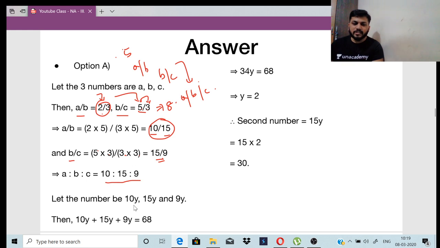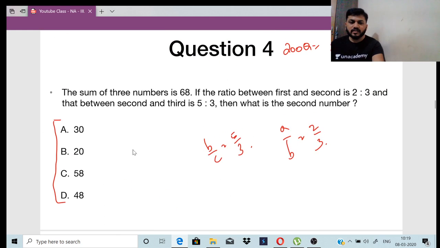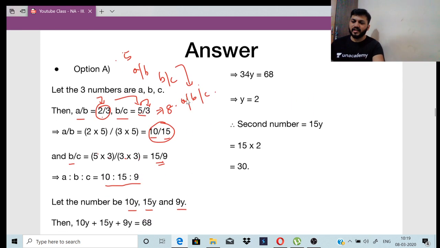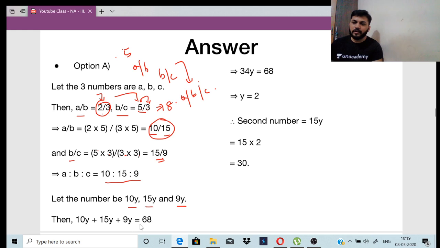So now let the numbers be 10y, 15y and 9y, A, B, C. I don't know what is y, I have to find out. What they have given: the 3 numbers, their sum is 68. 10y plus 15y plus 9y is equal to 68. So it will be 34y equals 68. y is equal to 2. What they have asked in the question, you have to give the second number. Second number is 15y. So 15 into 2, 30. 30 is the answer.